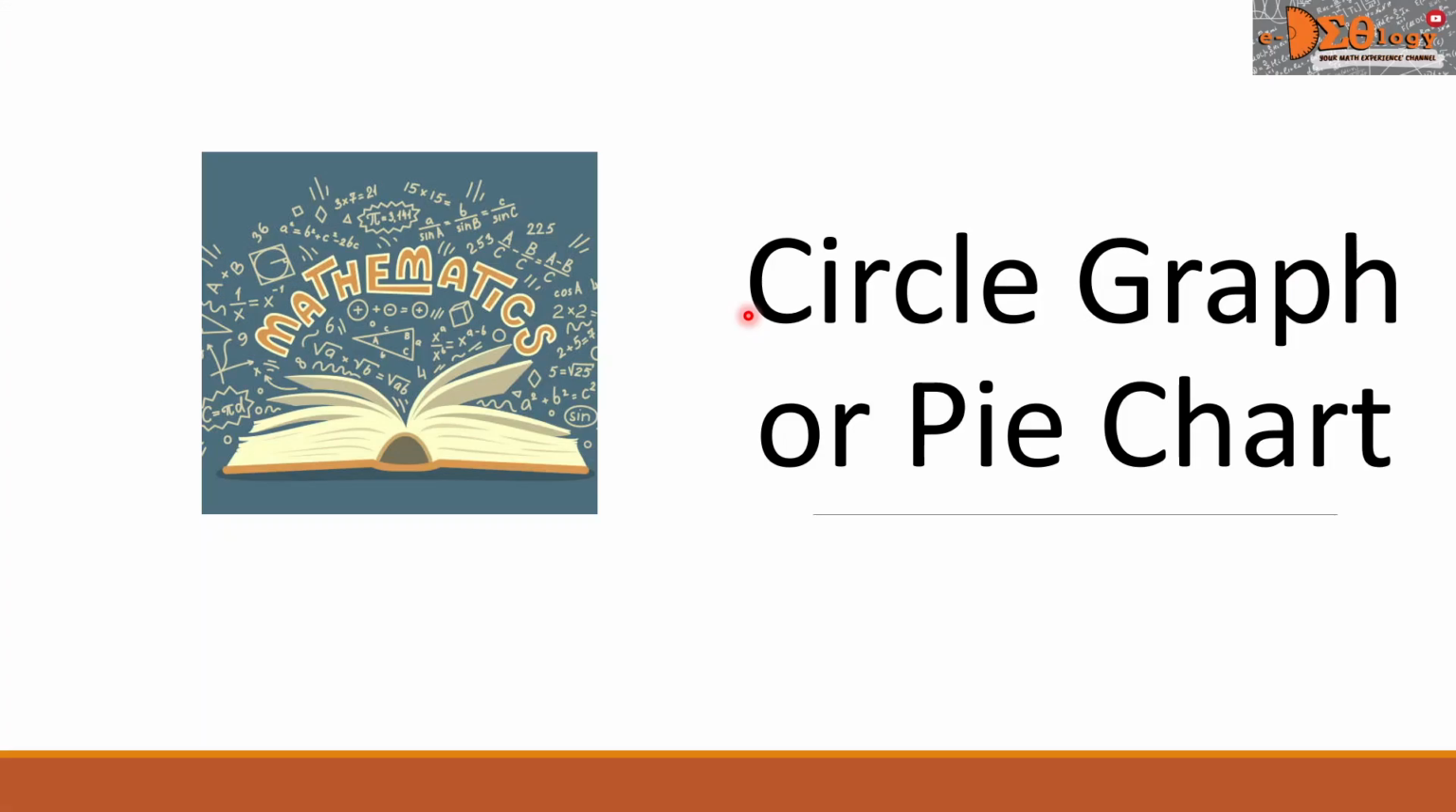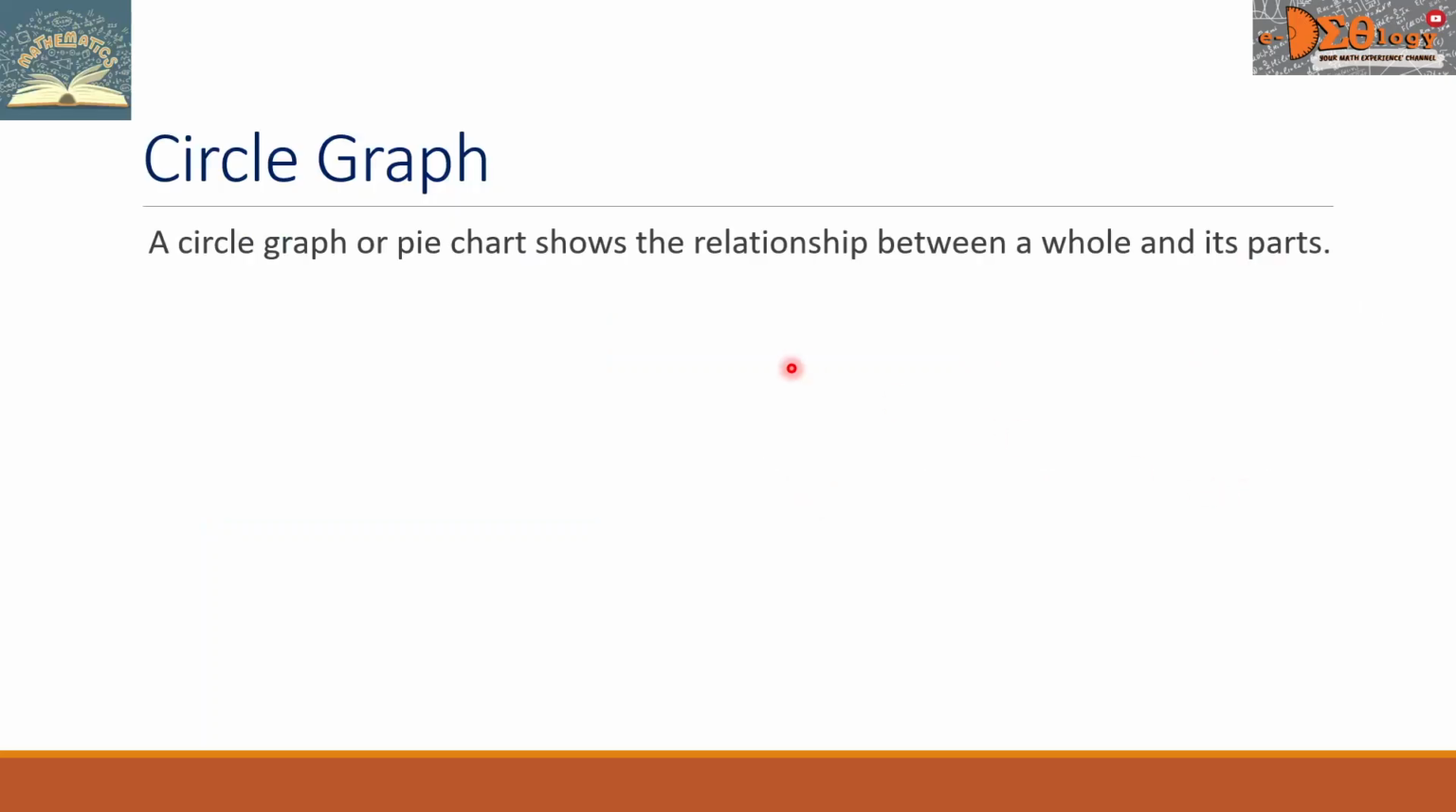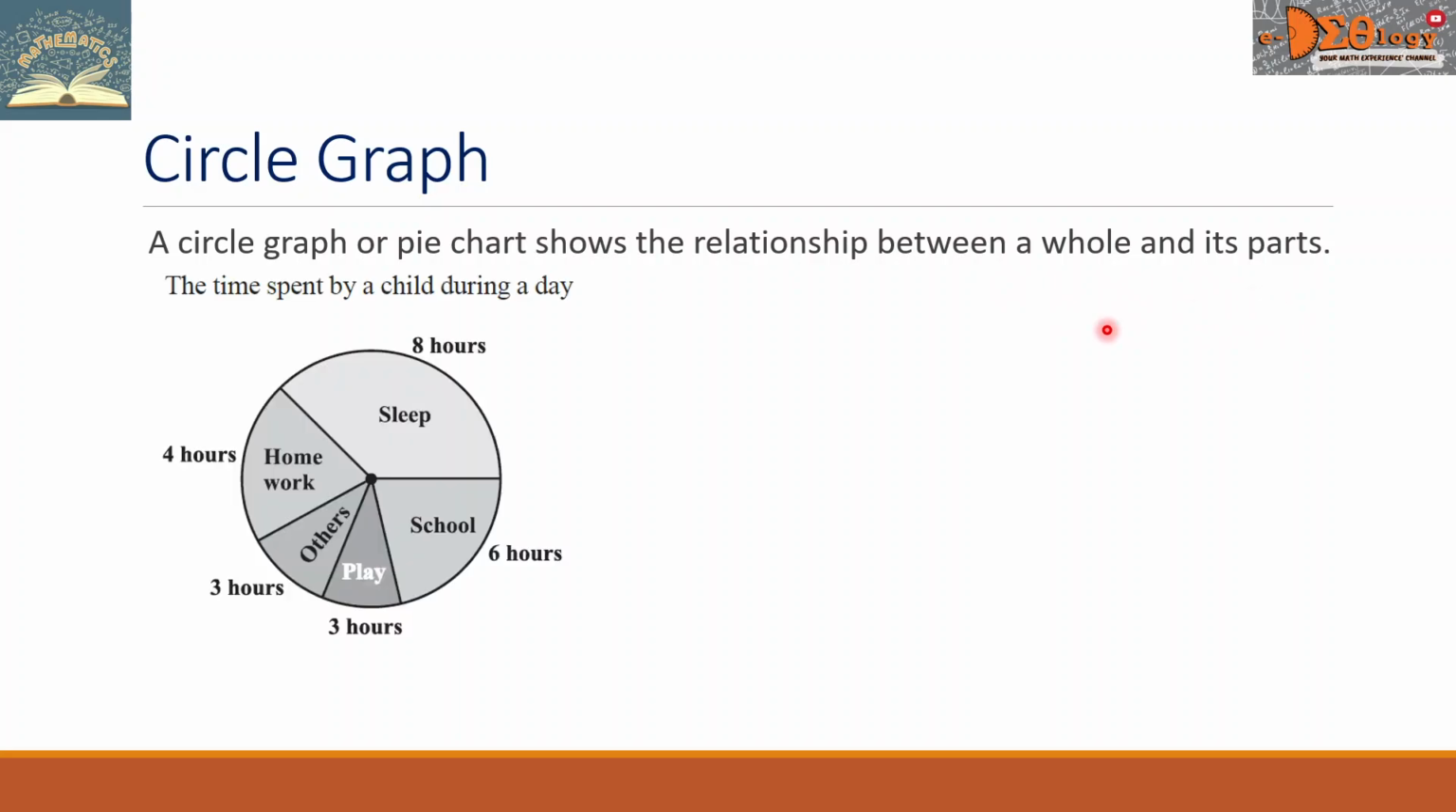Hi everyone. Today we're going to study circle graph or pie chart. A circle graph or pie chart shows the relationship between a whole and its parts. This is an example. This is the pie chart of the time spent by a child during a day.